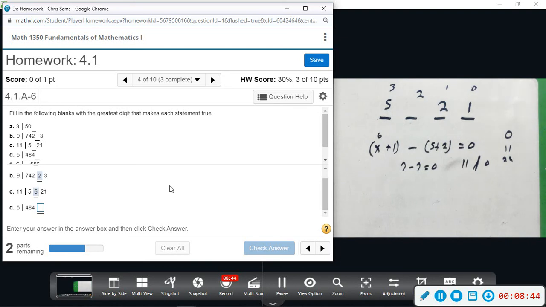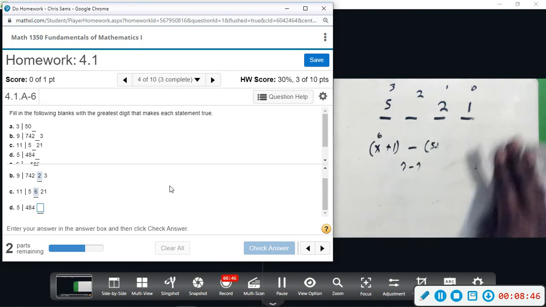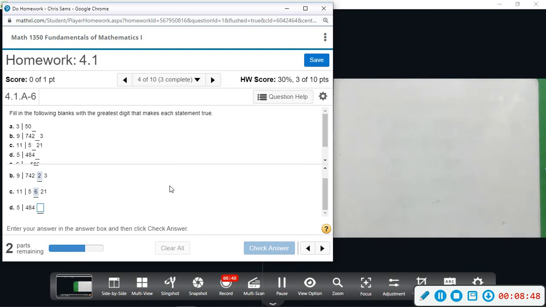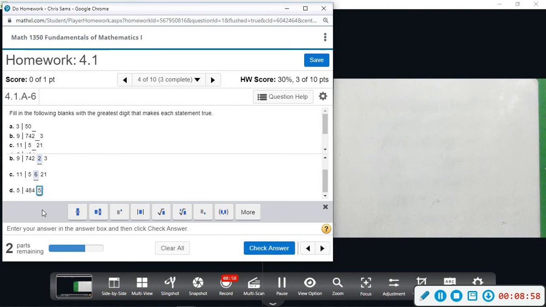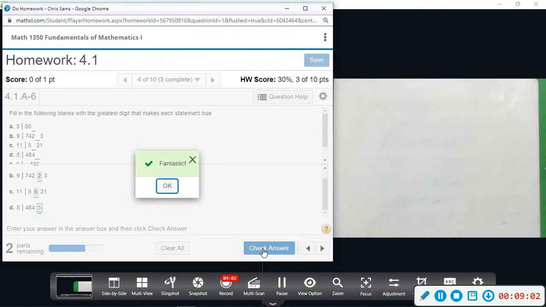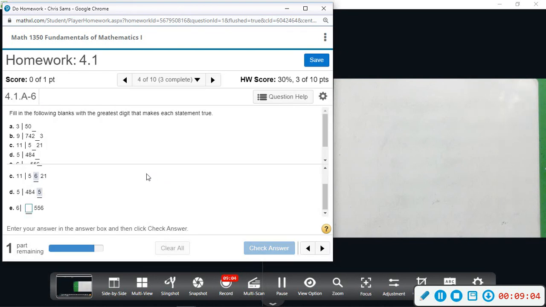D, we want it divisible by 5. Okay. So again, we want the biggest number, and it's divisible by 5 if the term ends in a 0 or 5. So 5 is going to be the bigger number here, so we're going to put a 5. We only have two choices, 5 or 0. And then E, we have E and F, two more parts.